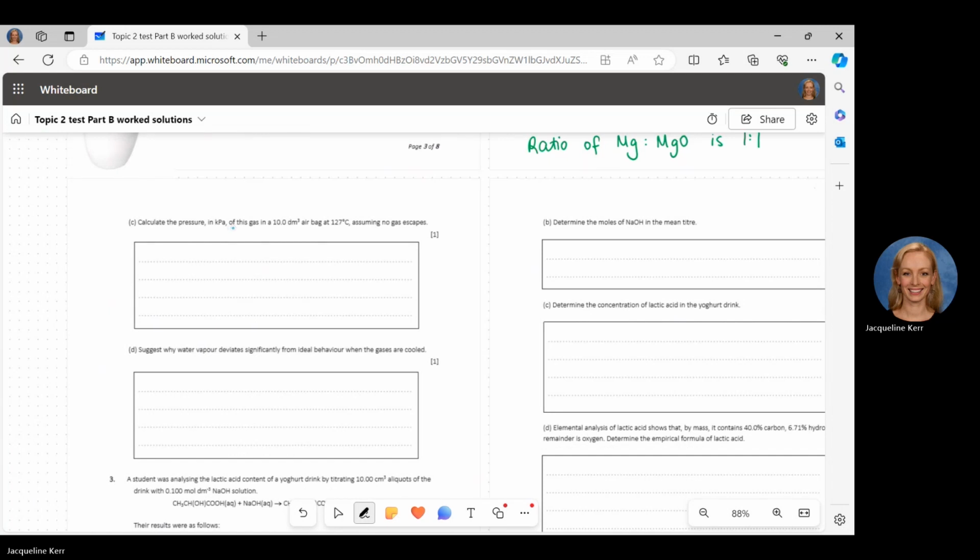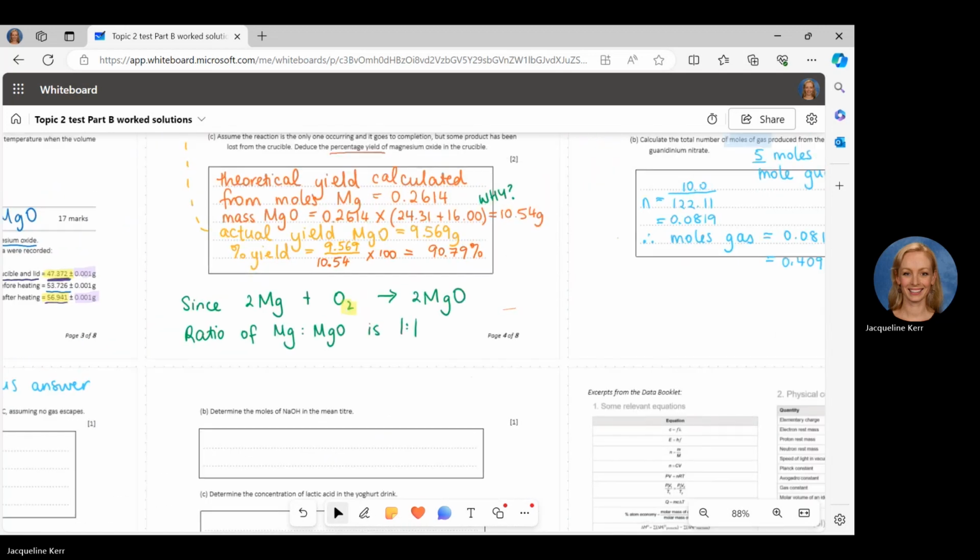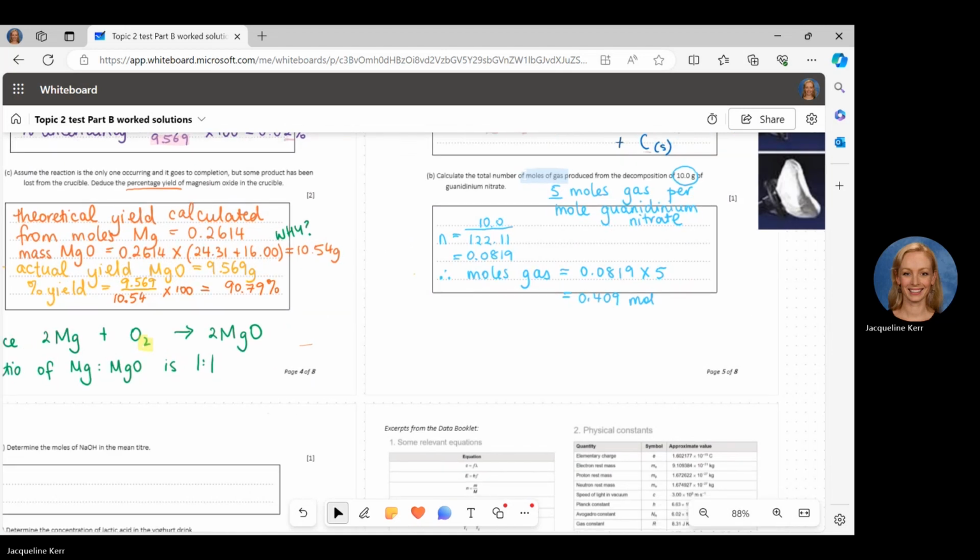So what's the pressure of this gas in a 10 litre or decimetre cubed airbag at 127 degrees Celsius? Now, if you stuff up your last question, don't worry, you won't get penalised twice. If you just use your answer and it's wrong, as long as the rest of your working is correct, you'll get the next mark. So examiners use that abbreviation ECF. But let's go back, let's grab it. So we said it was 0.409 moles of gas being made.